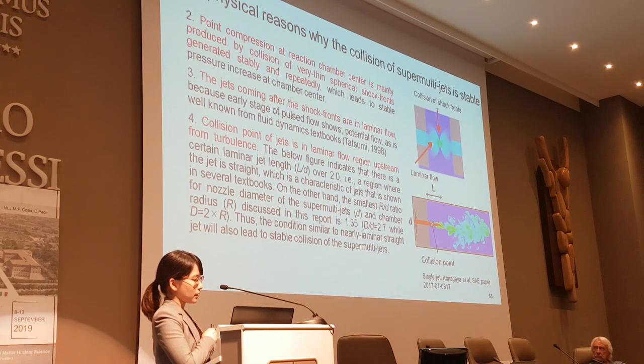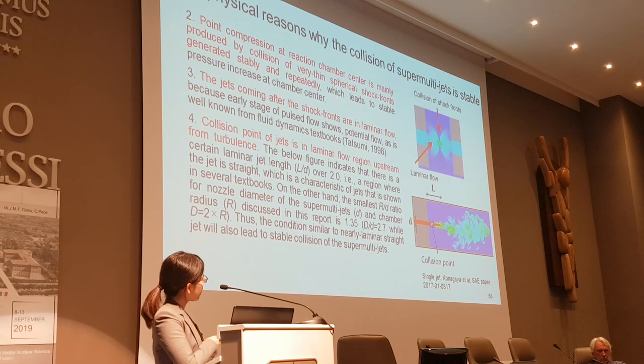And the second reason, as I explained, is that this collision is mainly produced by collision of very thin spherical shock fronts generated stably and repeatedly. This is computation result just before the collision of the shock front. And I'd like to point out that these are spherical shock fronts. It's different than two-dimensional shock fronts. And also for point three, the jets coming after the shock fronts are in laminar flow, because these are pulse flows, which are potential flows, as is well known from fluid dynamics textbooks.